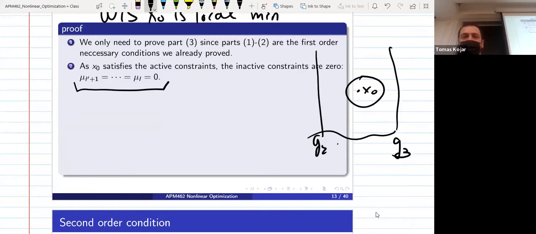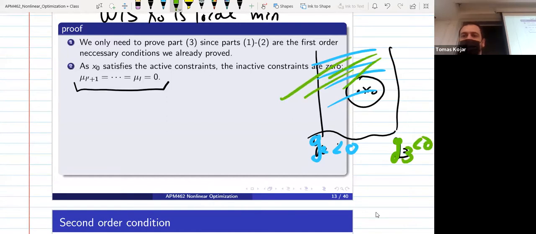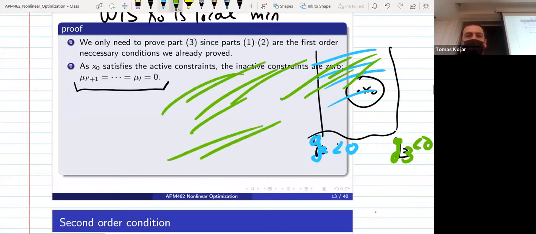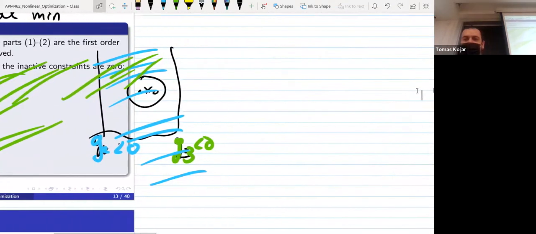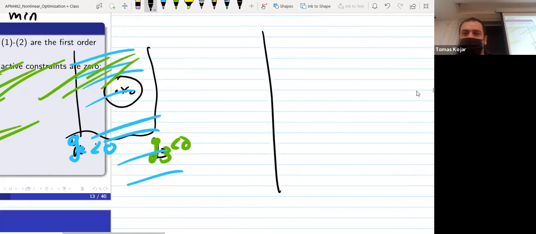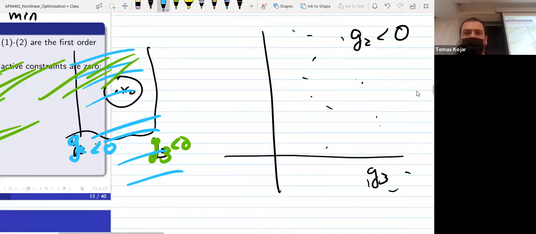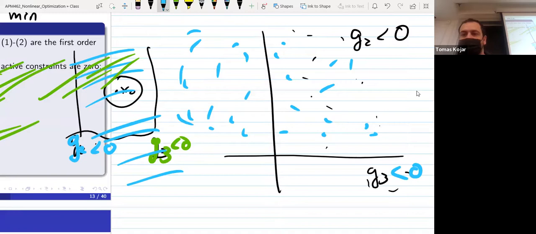So this is the G2 negative, and then this is the G3 negative. And this is terrible, let me draw it better. So this whole region here is G2 negative, and this whole region here is G3 negative. Their intersection is over here.